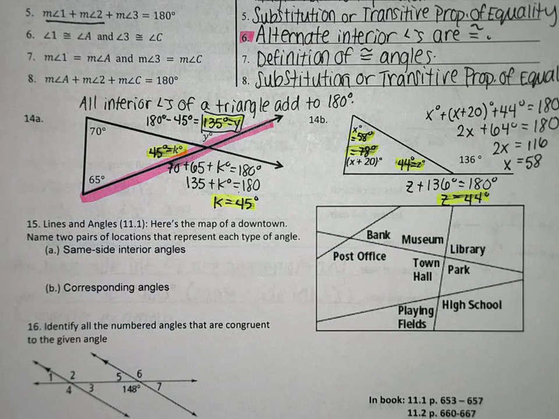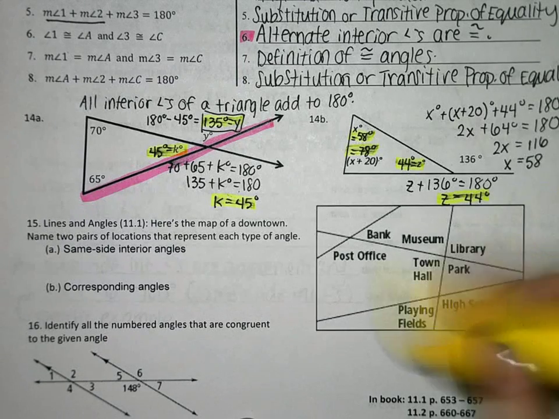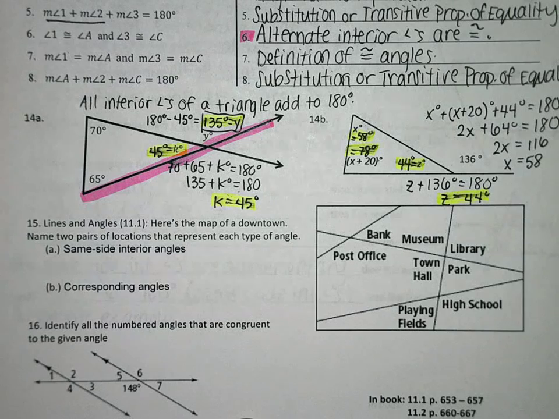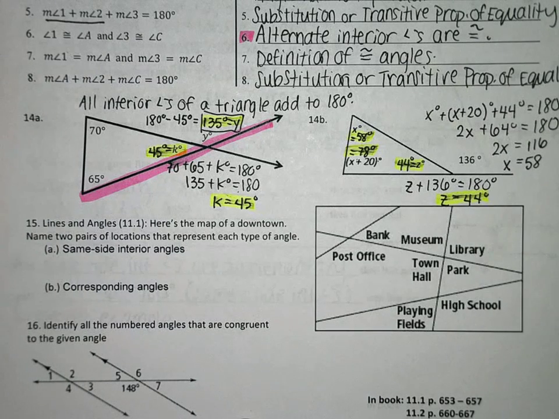Alright, so for our last two problems on these fill-in-the-blank notes, first we're looking at lines and angles. Here's the map of a downtown. Name two pairs of locations that represent each type of angle. So first of all, to help us out, notice that there's a lot of lines going on here, so I'm going to highlight a few to make it a little easier for us to see.